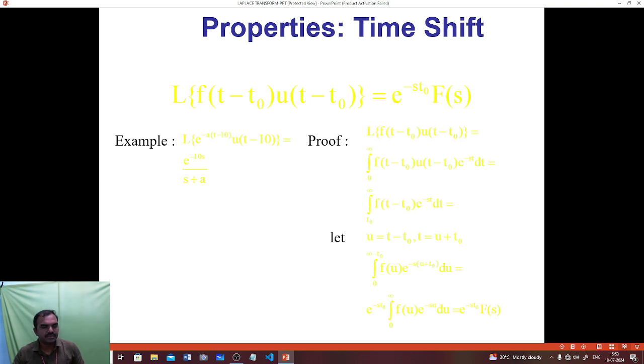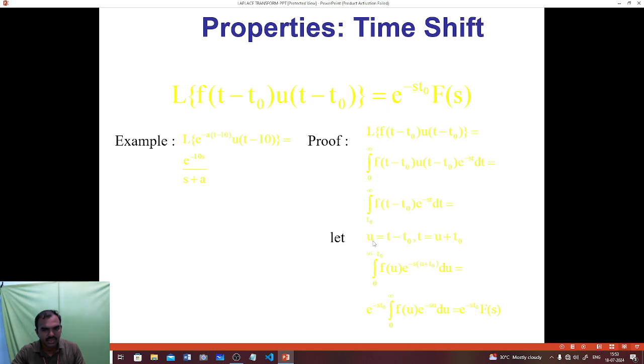Next, time shift. So L of f of t minus t naught times u of t minus t naught is equal to e power minus s t naught F of s. So here is the proof. L of f of t minus t naught u of t minus t naught equals the integration from 0 to infinity of f of t minus t naught, u of t minus t naught, e power minus st dt. And for the limit values of the integration, we consider both functions, f of t minus t naught and u of t minus t naught. Comparing the function, it will be f of t minus t naught e power minus st dt.